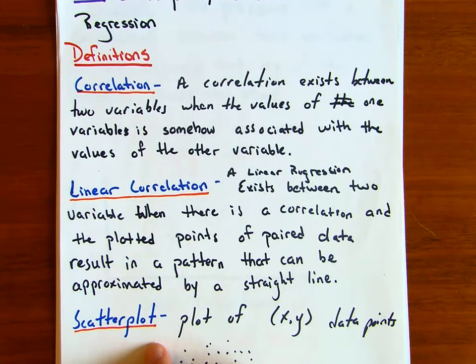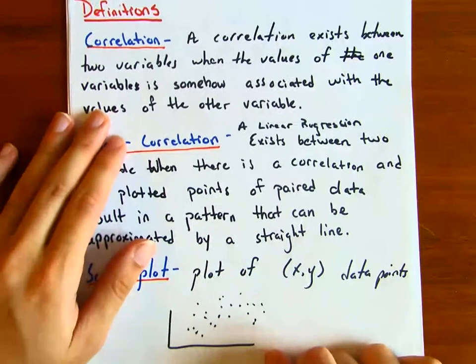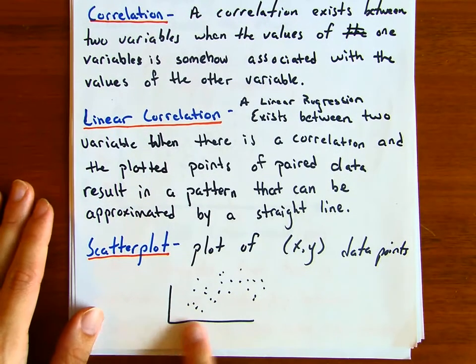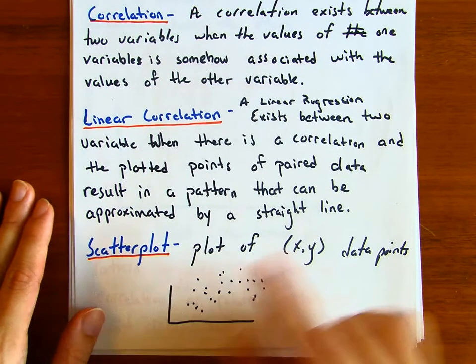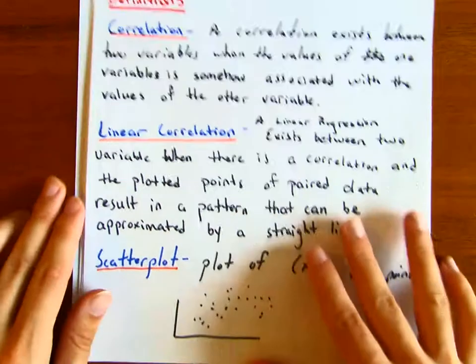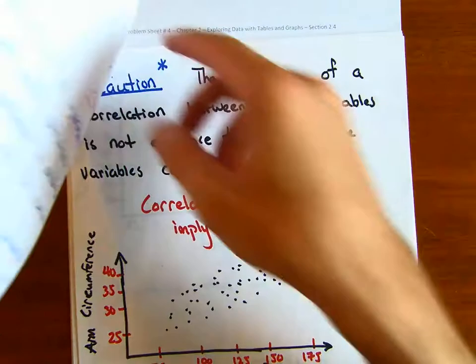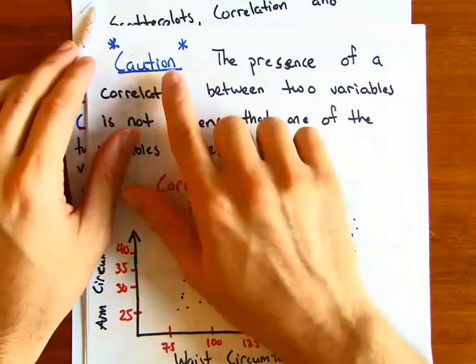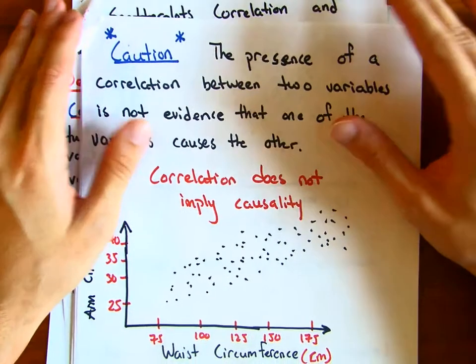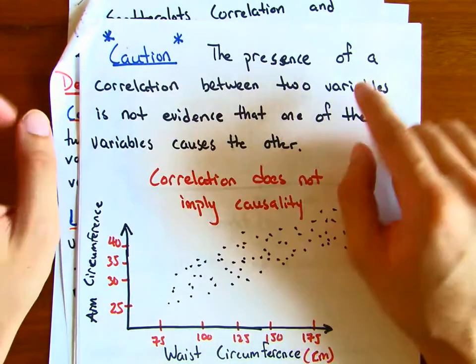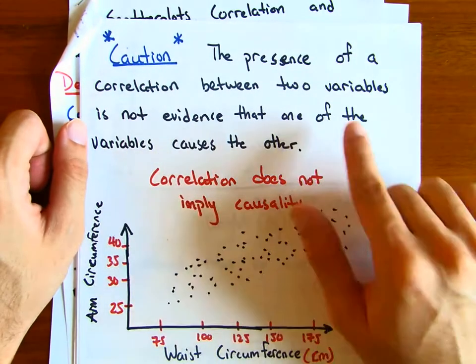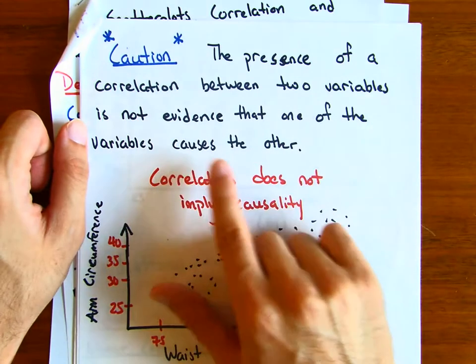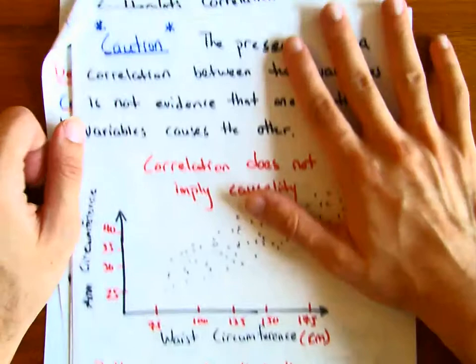And a scatter plot is just your x and y values. And remember that this is your x-axis over here and this is your y-axis over here. Okay, so let's go through some examples. Really quickly, caution: the presence of correlation between two variables is not evidence that one of the variables causes the other. And I'll explain what this means very soon.